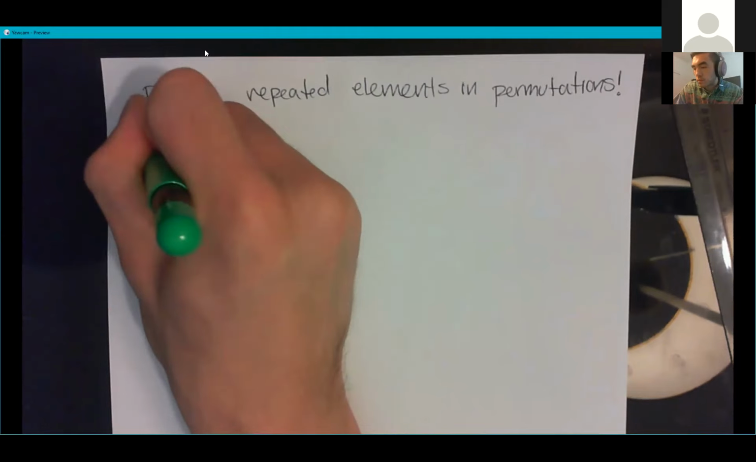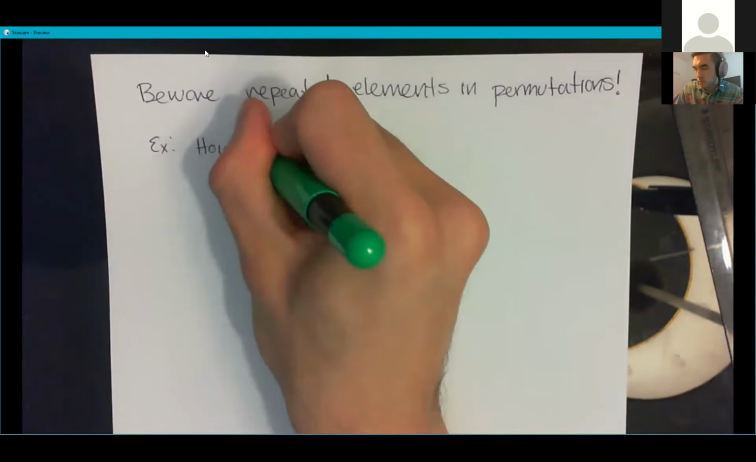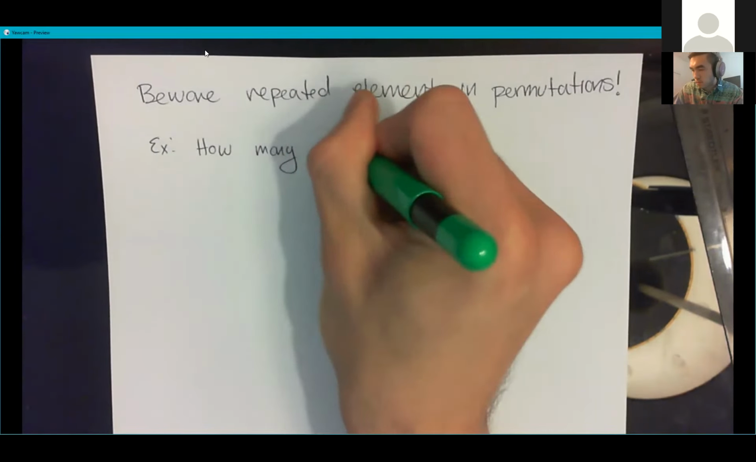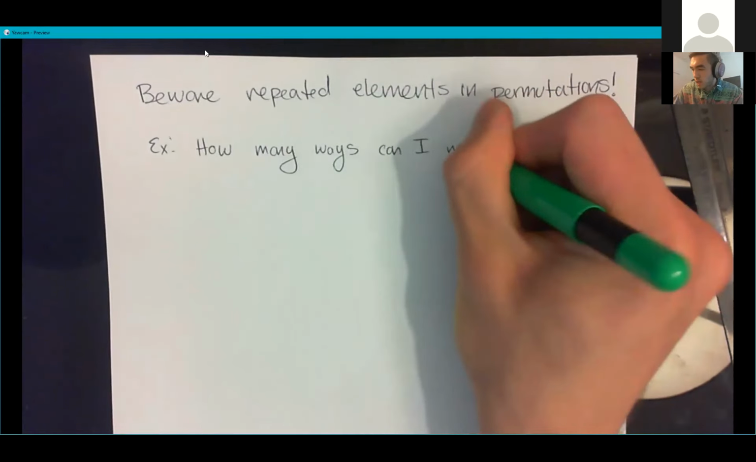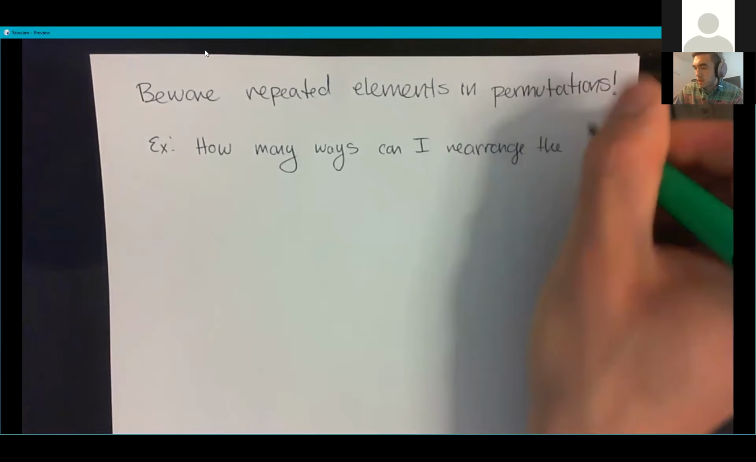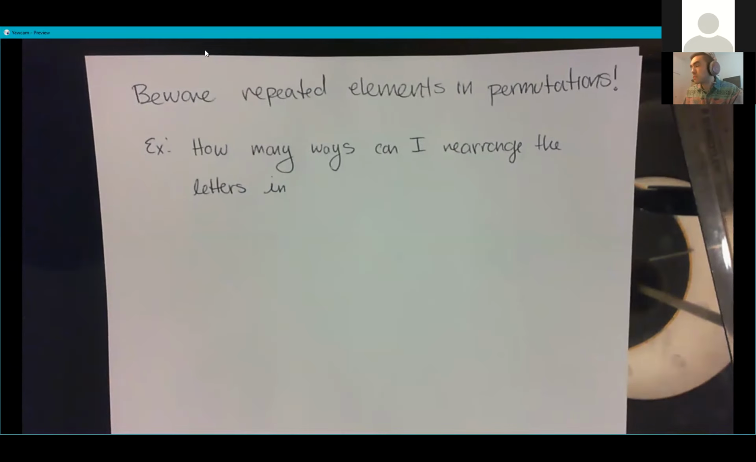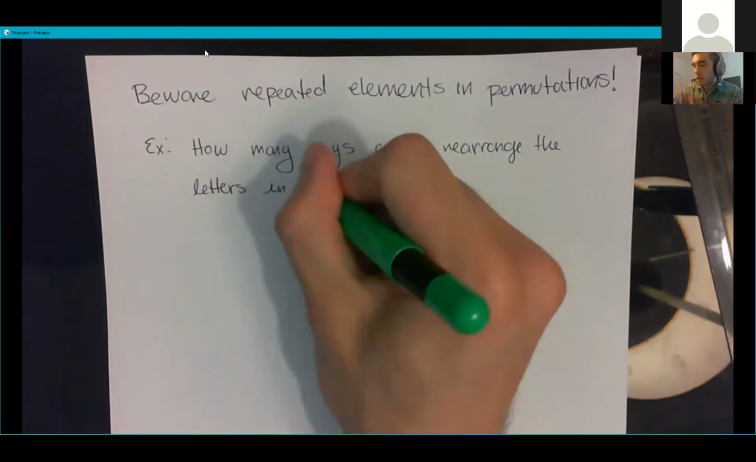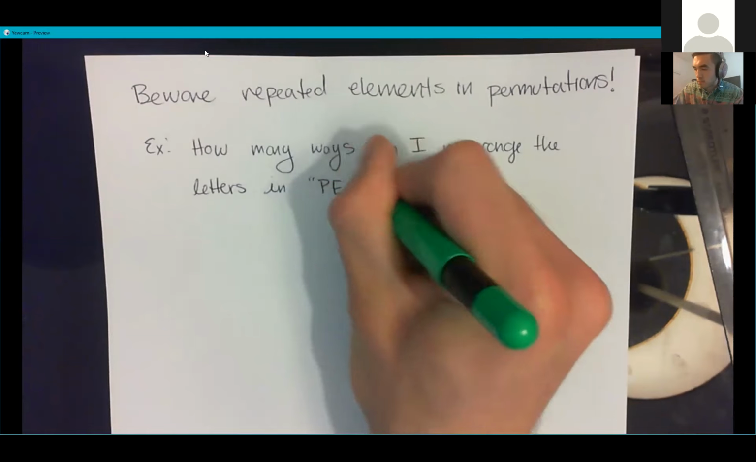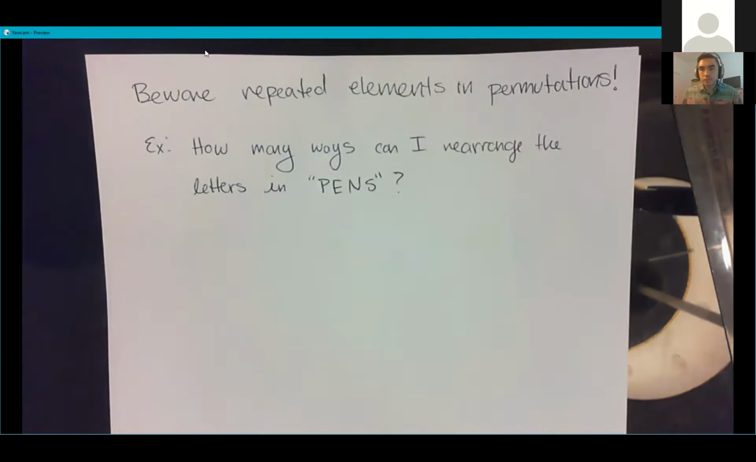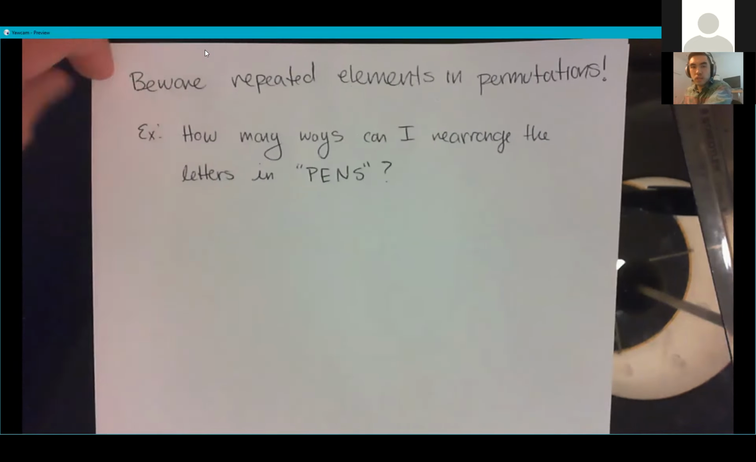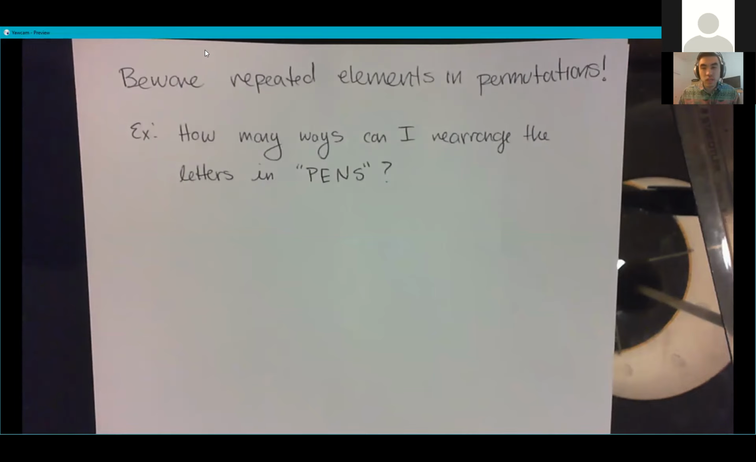How many ways can I rearrange the letters in "pens"? So how many different ways can I rearrange the letters in pens? Also known as a Scrabble question. This is a pretty standard statistics type question: I have these Scrabble tiles, how many words do I have to check in my head to know all of the possible things that I could play, right?